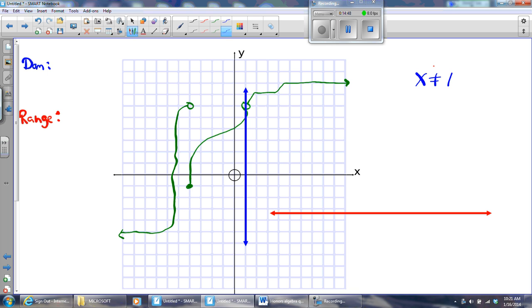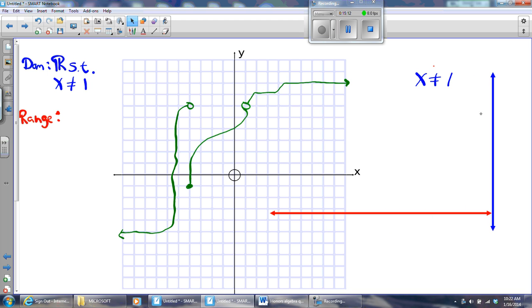So here's how I write that. The domain is all real numbers such that x does not equal 1. So it's all the numbers on the number line except for 1. Very strange situation. That's more a pre-calc topic, but I thought it would help you understand that the domain and range are not always all real numbers, or one of them doesn't have to be all real numbers.